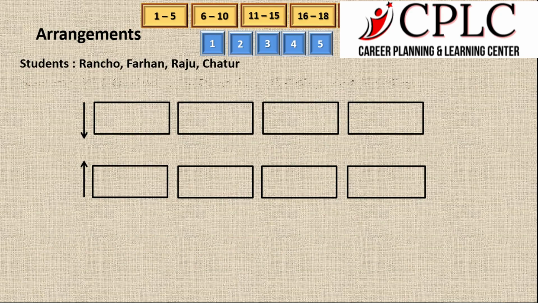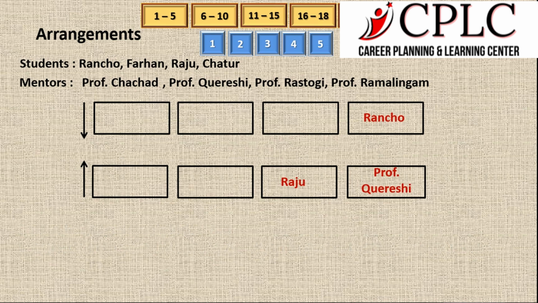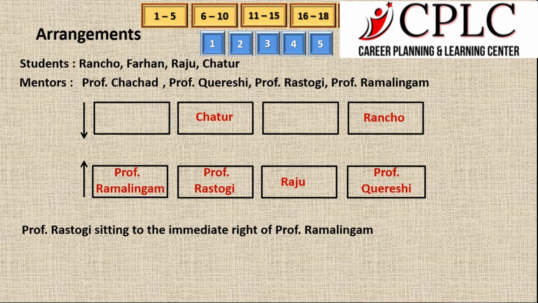So Rancho is sitting at one end of his row. Opposite to Rancho, Professor Qureshi is there, and immediate left of Professor Qureshi, Raju is there. Then there is only one person to the right of Chatur in his row, so obviously Chatur will be in the upper row. Then Professor Rastogi is sitting to the immediate right of Professor Ramlingam. That can only be possible in the lower row.